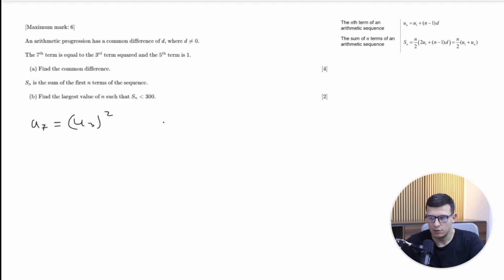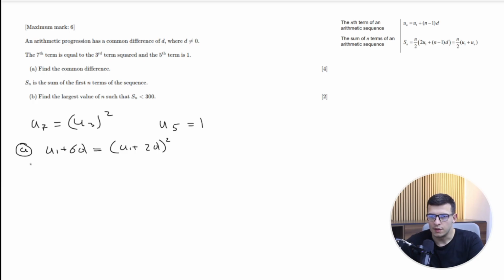Okay, and we also know that U5, the fifth term, is 1. So let's see what we can do from the first equation. I'll put A here because this is going to find a common difference attempt. So what is U7? Again, I'm using my formula. U1 plus 6D equals U3, which is U1 plus 2D squared, right?